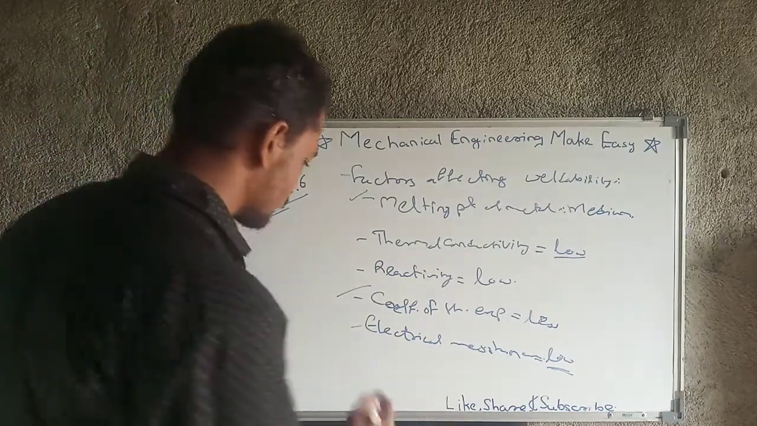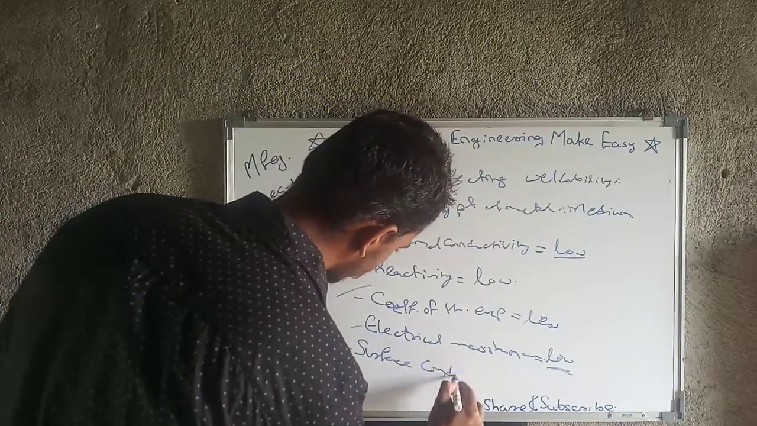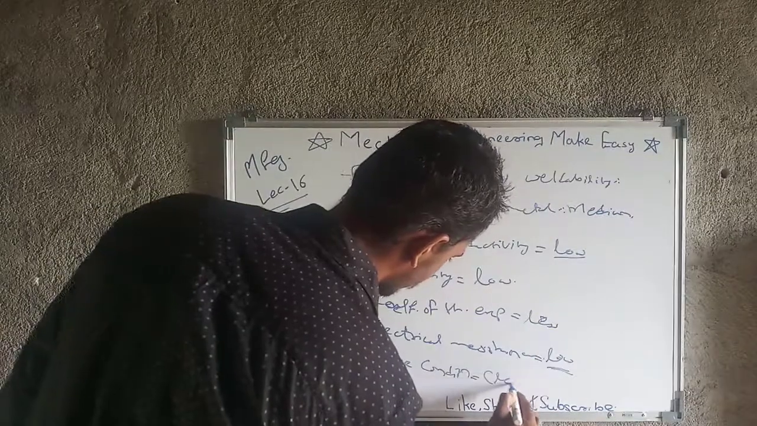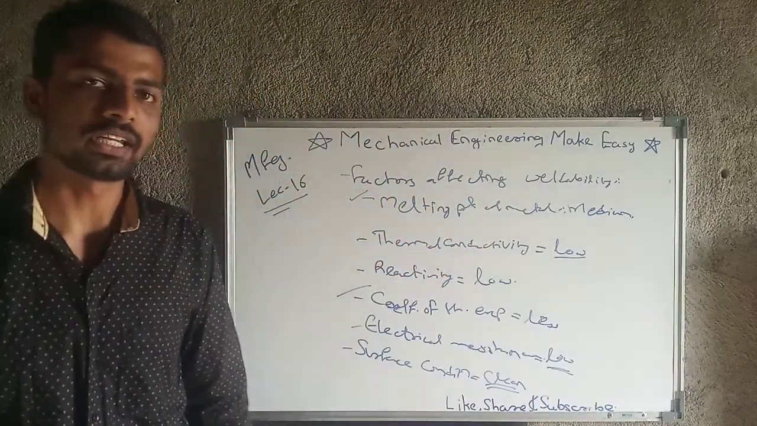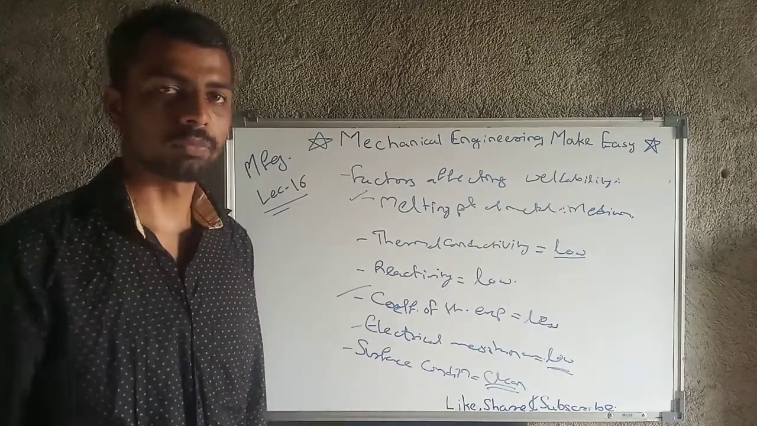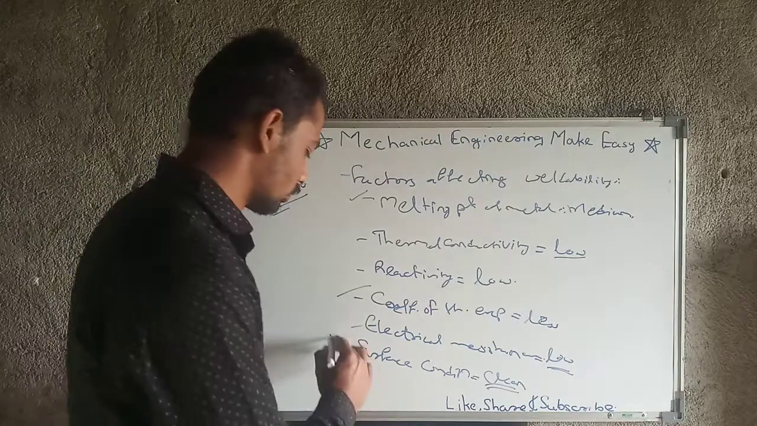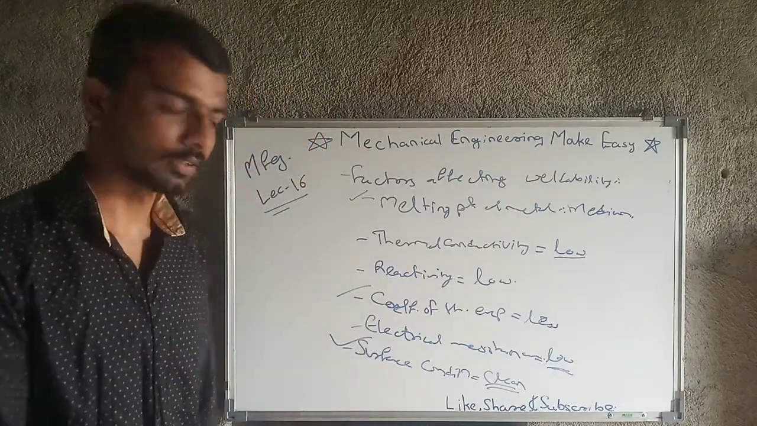And next is surface condition. Surface condition should be clean. If the surface condition is not clean, then porosity and impurities type of problems will happen. That's why for a proper joint and for an ideal joint, that surface should be clean.